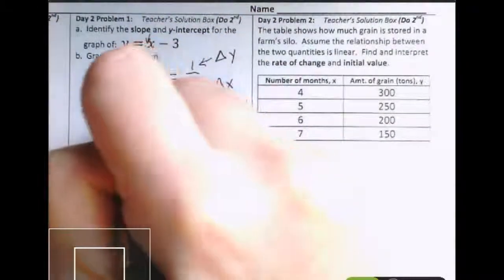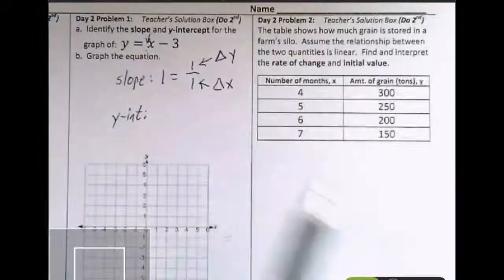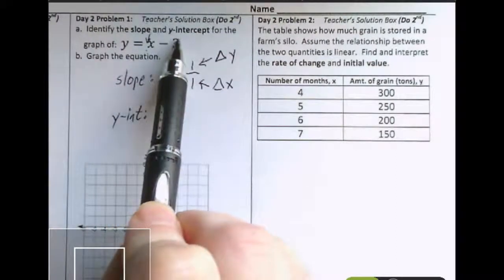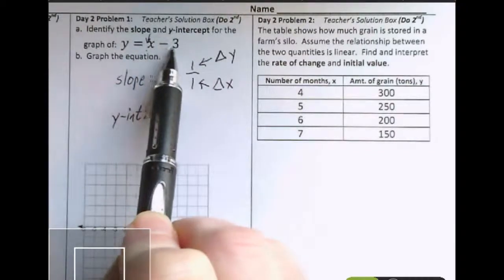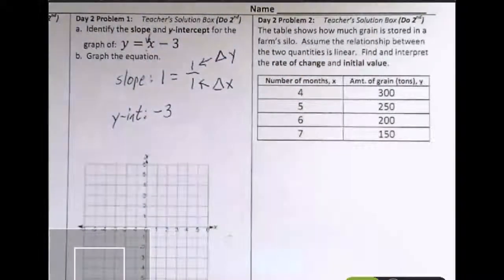Now we're also asked for the y-intercept. Where does the line cross through the y-axis? And again, because of the form that this is in, that will turn out to be the constant term, which is this minus 3 or negative 3. Okay, in part B, we can graph a line from this information.